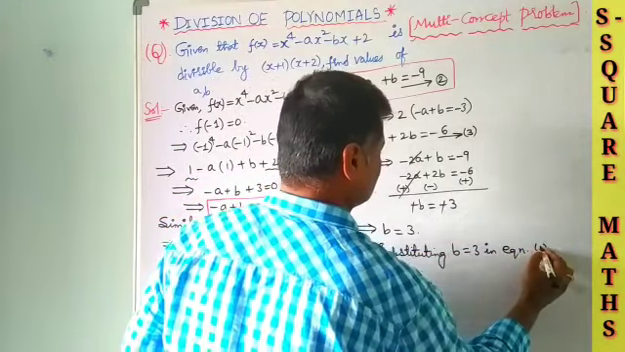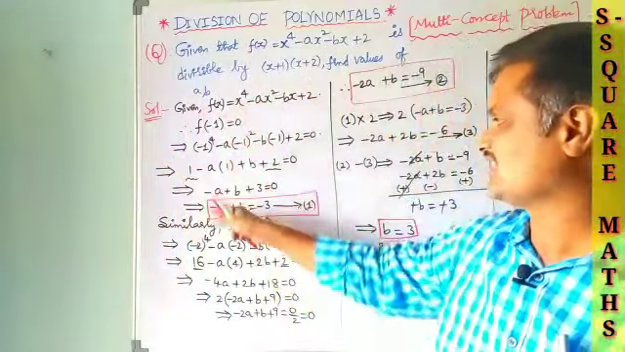So students, what did we get here? b is equal to 3 and a is equal to 6. So what is our question? Given that f of x is divisible by x plus 1 and x plus 2, find the values of a and b. Since f of x is divisible by x plus 1 and x plus 2, therefore f of minus 1 is 0. We got equation 1 after substituting x is equal to minus 1.